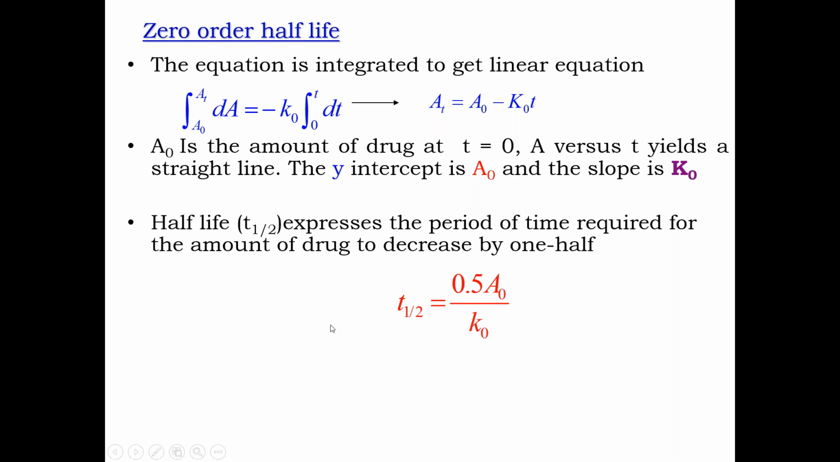So what is the unit of t half then? The t half unit is time. This is just the time, minutes or hours, however you express it. So this is the zero order kinetics concept. Do you have any doubt, want to clarify?